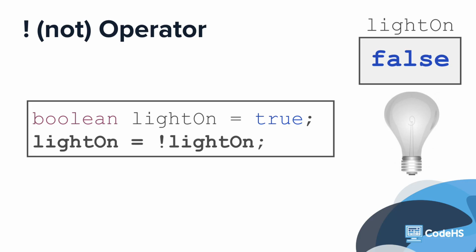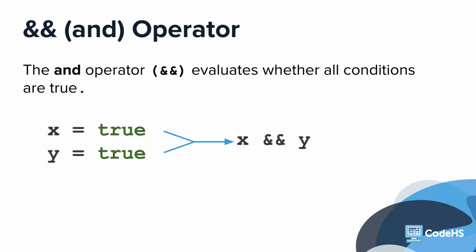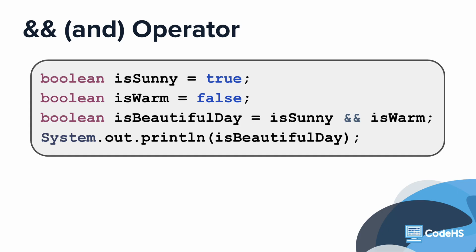light changes status. The AND operator evaluates whether all conditions in an expression are true. For example, if both x and y are true, then x and y would evaluate to true. Or another example, if x is true and y is false, then x and y would evaluate to false because only one of the conditions was true. When using the AND operator, if any of the statements evaluate to false, then the final evaluation of the Boolean expression will be false.